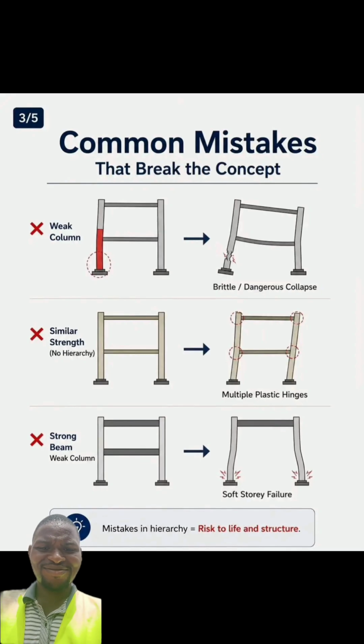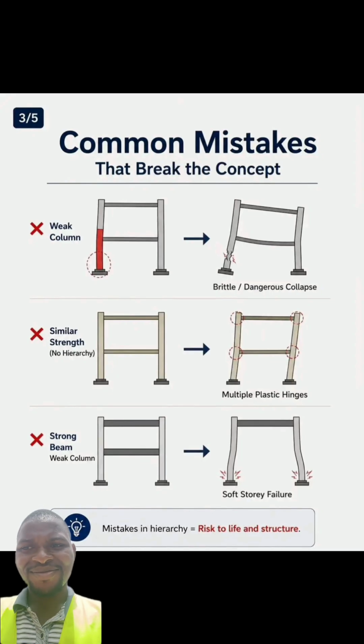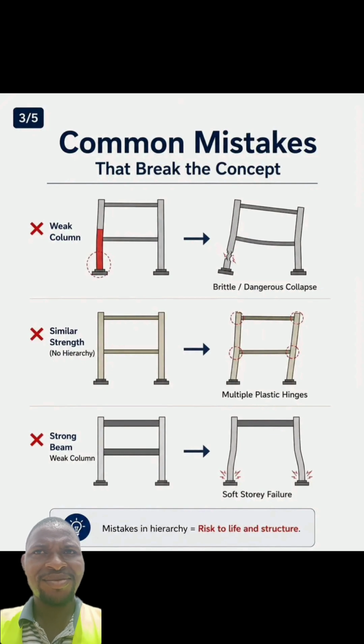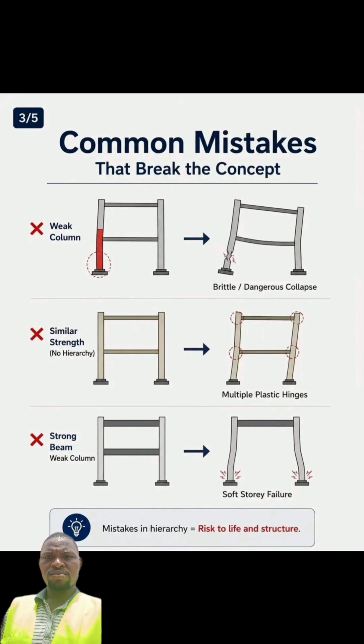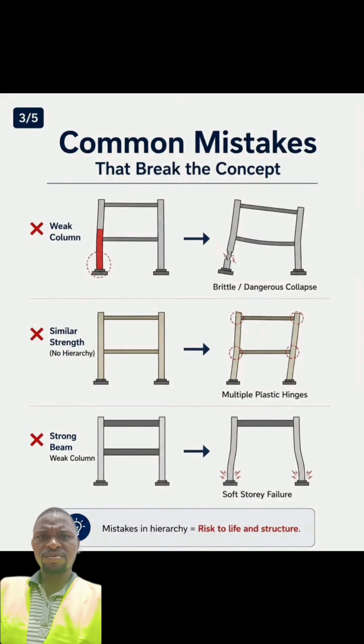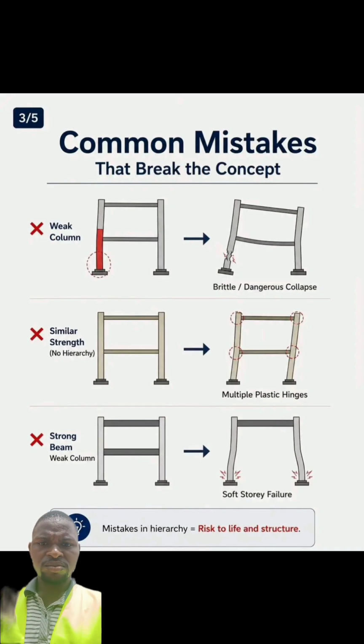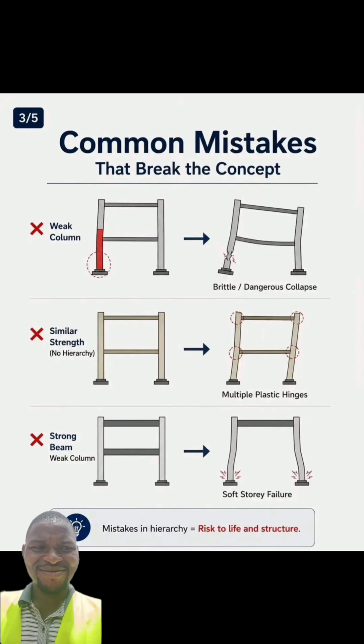You understand? The first story will collapse, then the second story will also collapse, right? Then we now have mistake in hierarchy equals risk to life and structure. So when you are making your construction, it's very, very imperative for you to have this in your head so that you don't make the mistake that is going to risk the life and the entire structure itself.